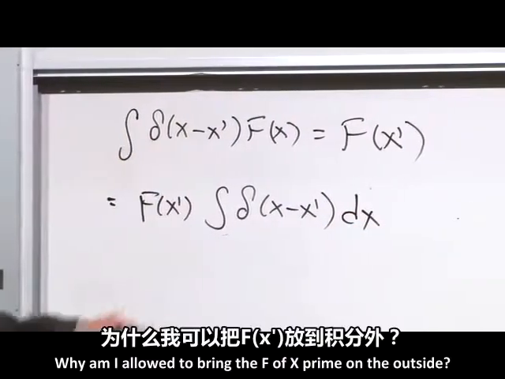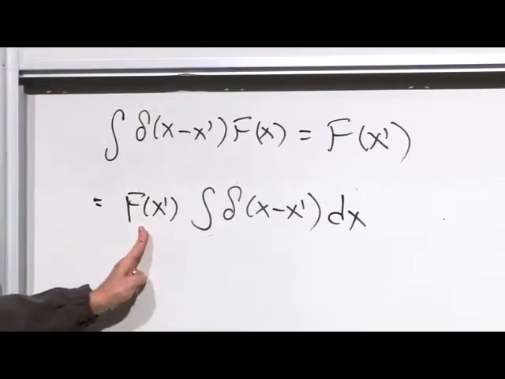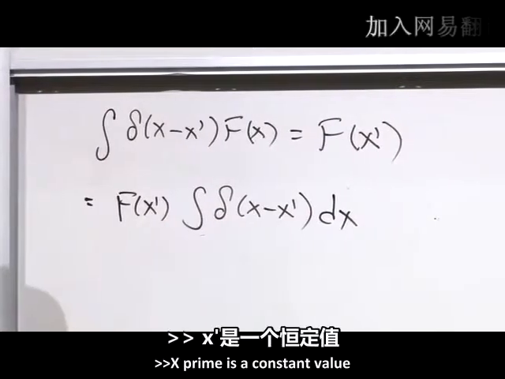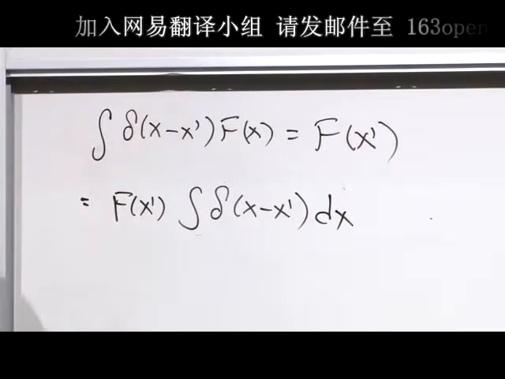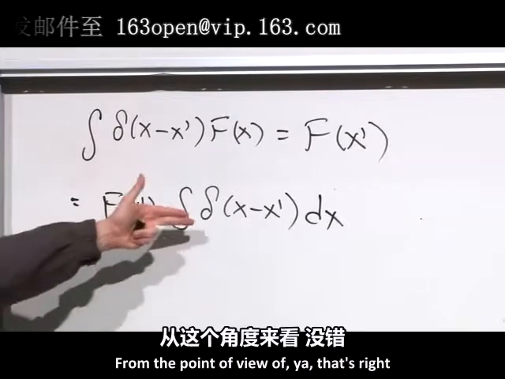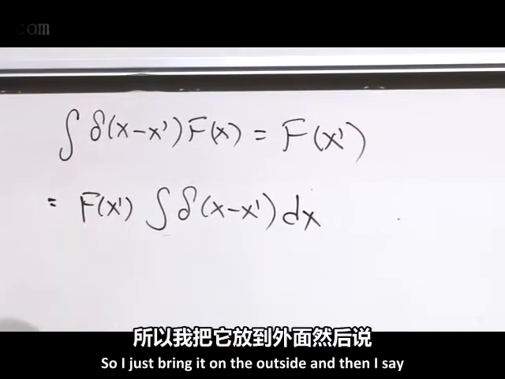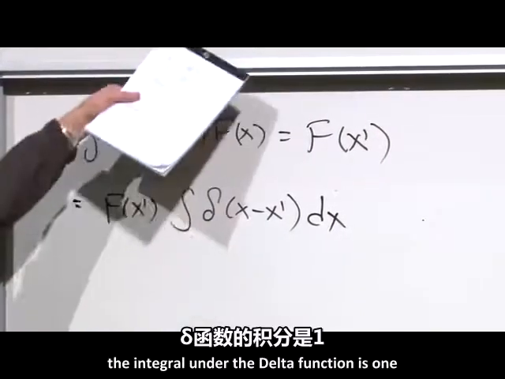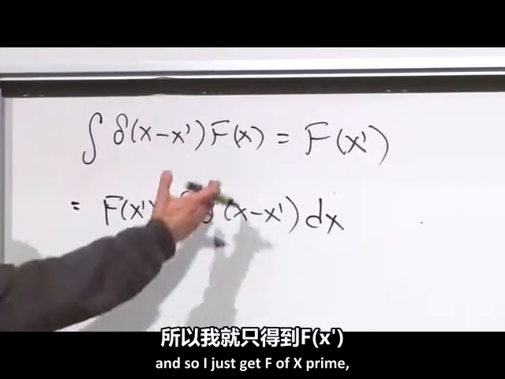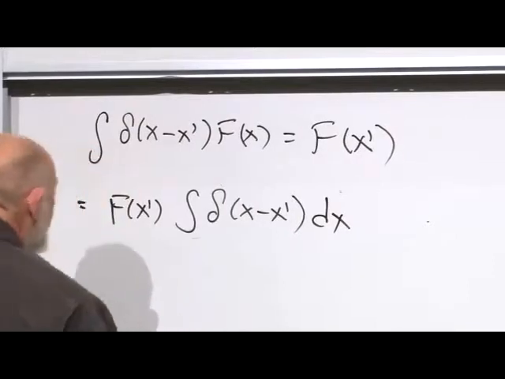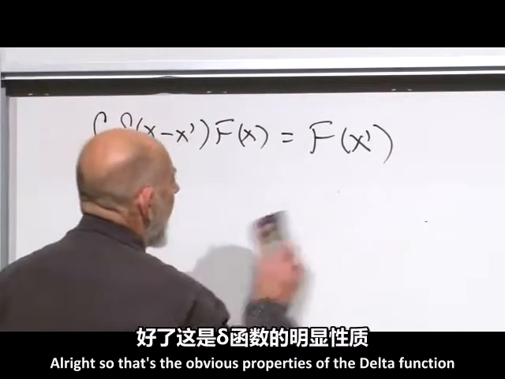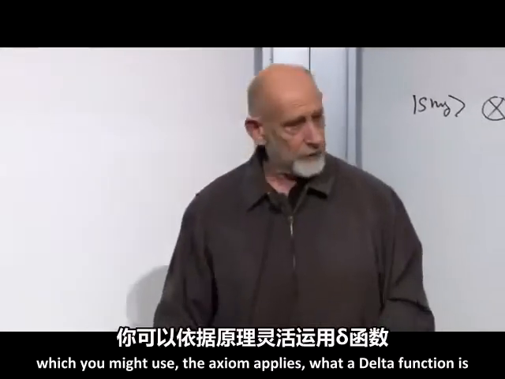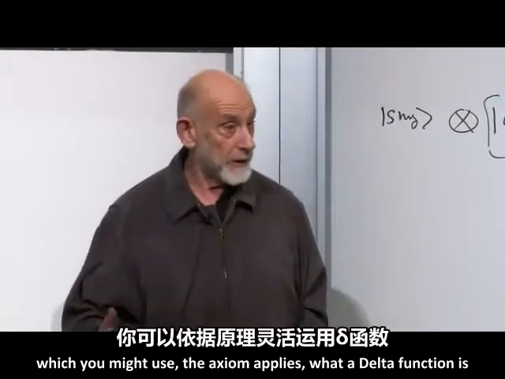Why am I allowed to bring the f of x prime on the outside? Because it doesn't depend on x. X prime itself is a constant, a fixed value. So I just bring it on the outside, and then the integral of the delta function is 1, and so I just get f of x prime. All right, so those are the obvious properties of the delta function, which you might use to axiomatize what a delta function is.